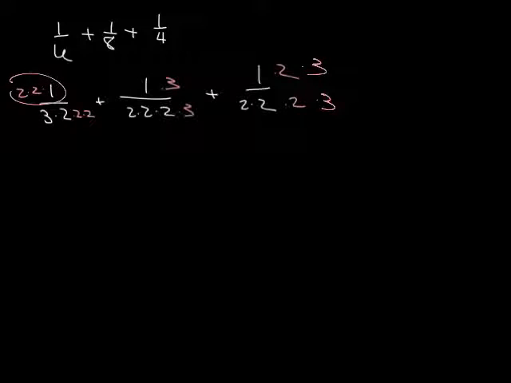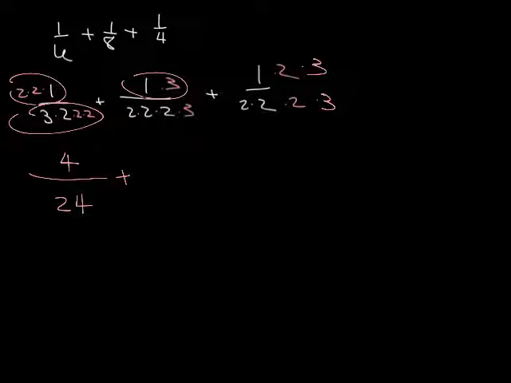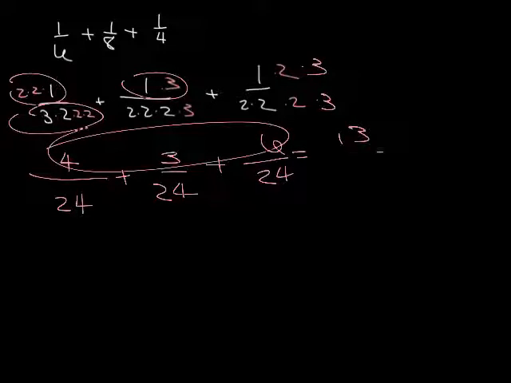Alright, so multiply this. Multiply those. That. That. Now I just add my numbers here. 13 over 24. Okay? And we're done.